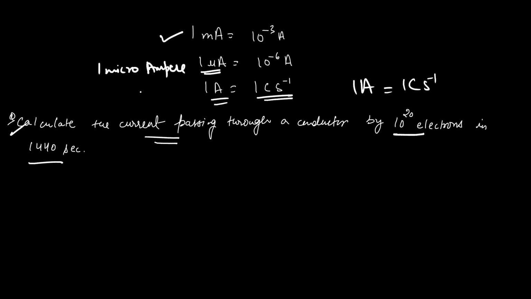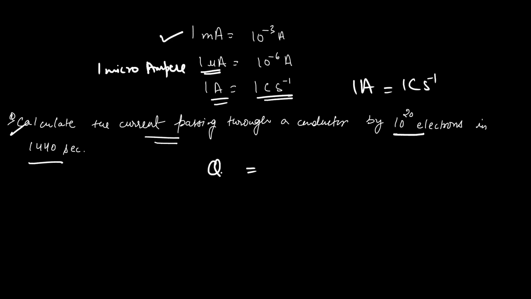Okay, what are you saying? 0.01 ampere. Yes, sir. Okay, let's check. So calculate the current passing through it. The number of electrons being given to you is 10 to the power 20 electrons. Okay, so we can write it.